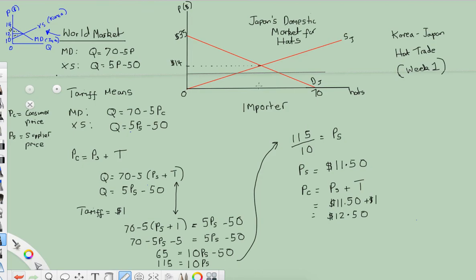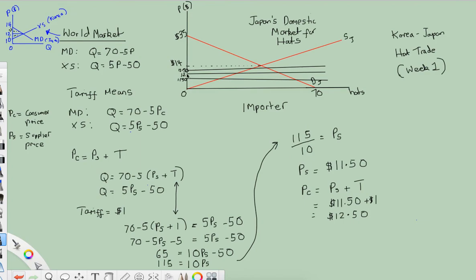Kind of a tight example in the sense that there's not a lot of room. And then we had the price rising for the consumers up to $12.50, and the price falling to the Korean suppliers down to $11.50. So if I squeeze these in, this is 12.5, the price that the Japanese are now paying. This is $12, the original free trade price, and then this is $11.50. You can see that they've split the tariff equally.